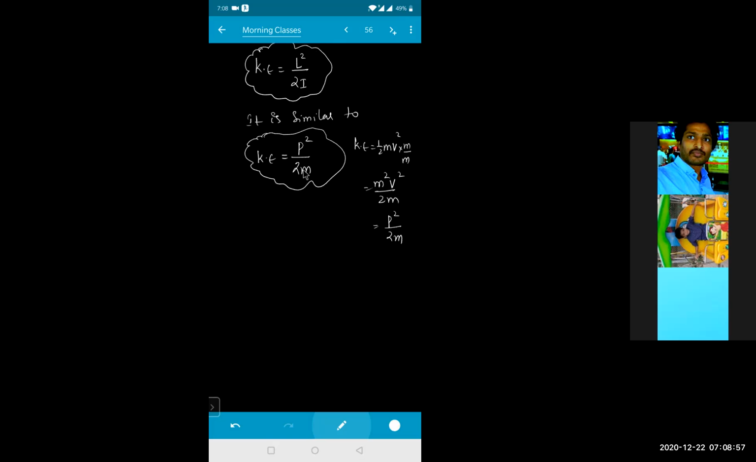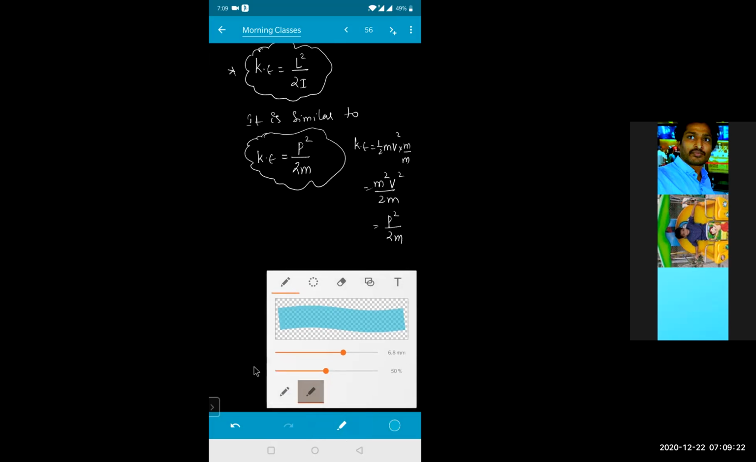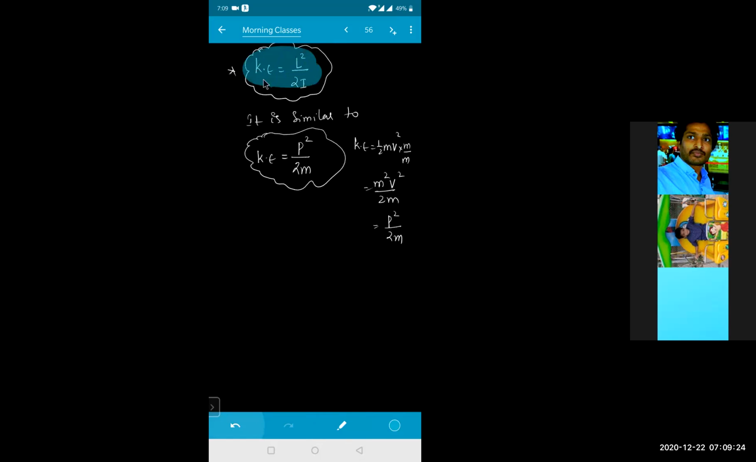So in rotational mechanics, kinetic energy is L square by 2I. Whatever role is played by angular momentum in rotatory motion, the same role is played by linear momentum in Newton's laws. Whatever role is played by mass in Newton's laws of motion, the same role is played by the moment of inertia in rotational mechanics. So that is the relation between the kinetic energy and your angular momentum. This is the formula which you need to remember. Kinetic energy is equals to L square divided by 2 into your I.